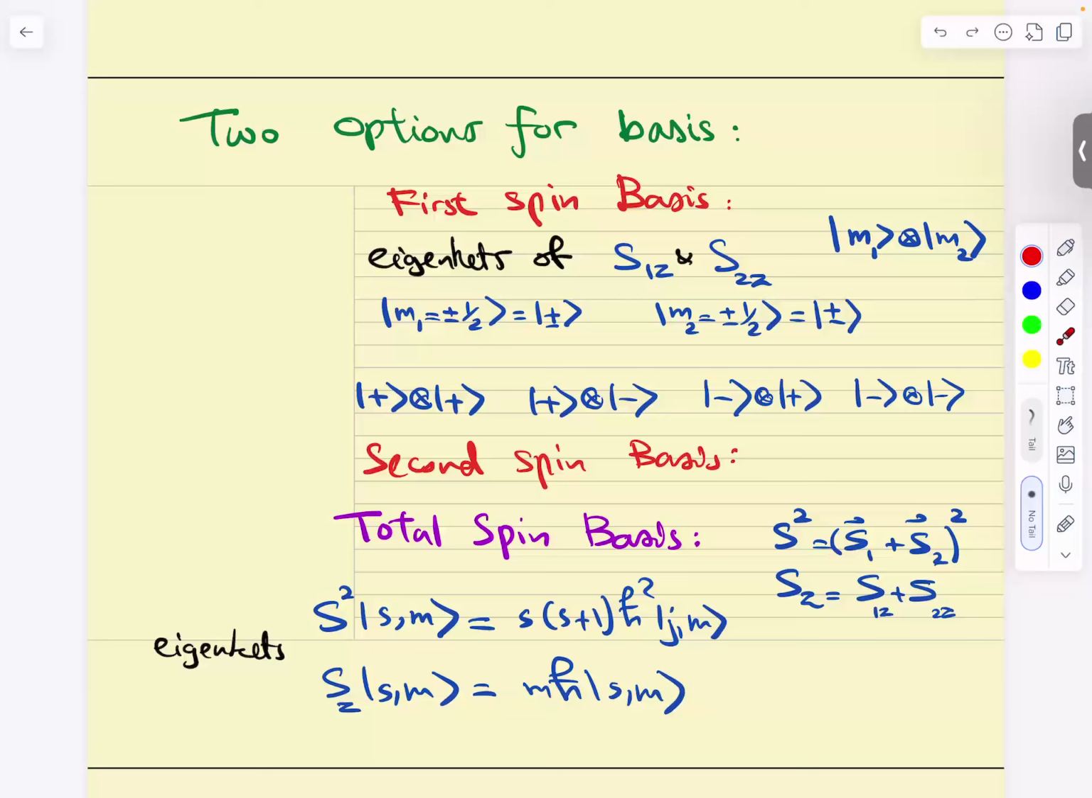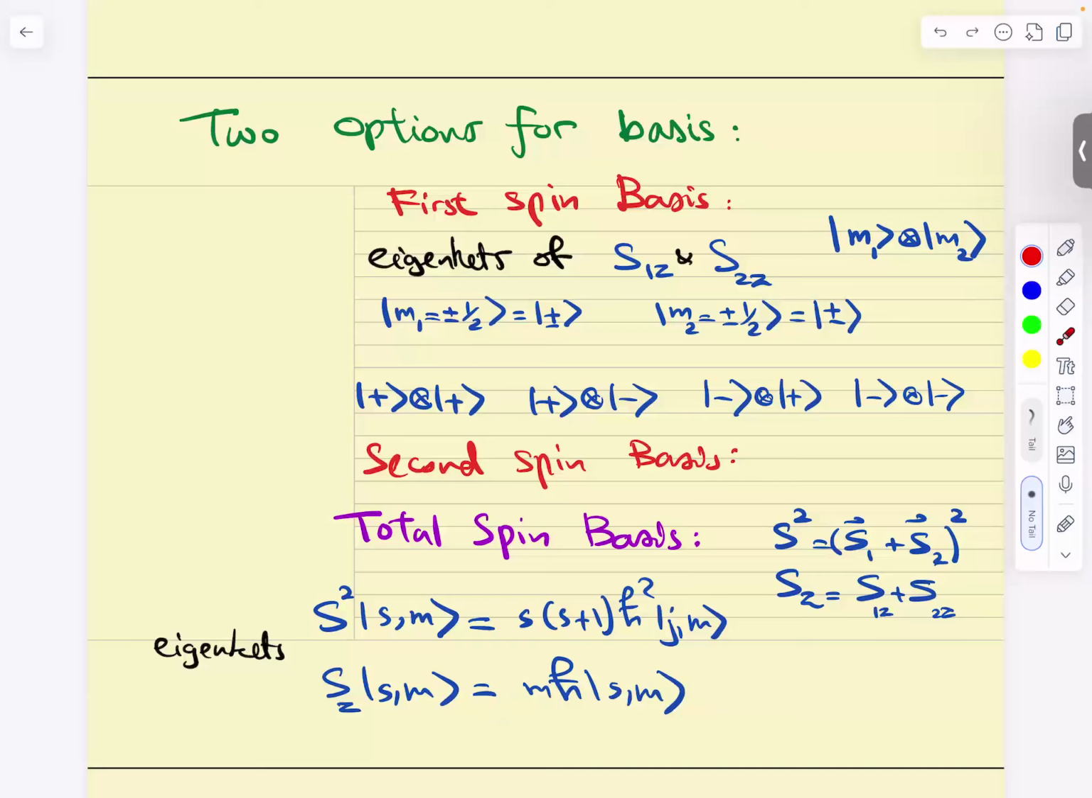This basis has the property that these 4 vectors are the simultaneous eigenkets of S1Z, which is SZ tensor identity, S2Z, which is identity tensor SZ, and S1 squared and S2 squared. Is that clear?